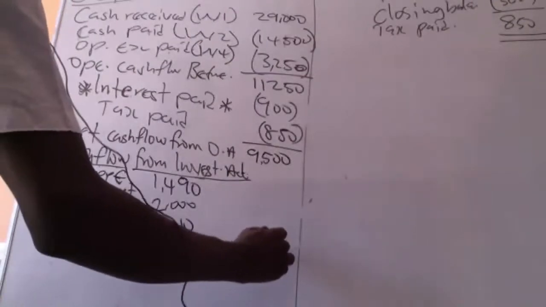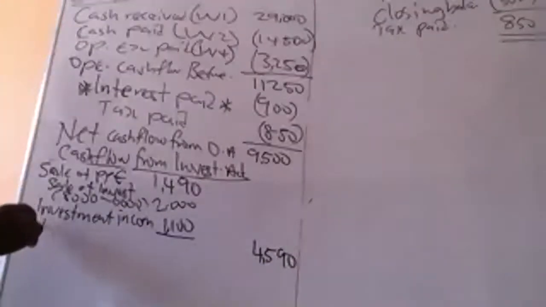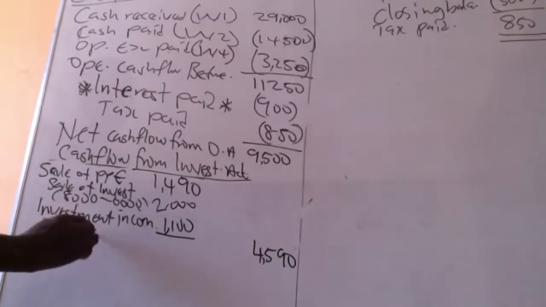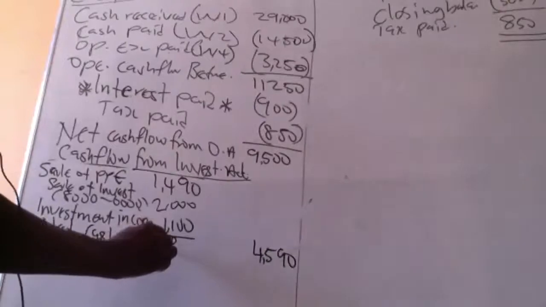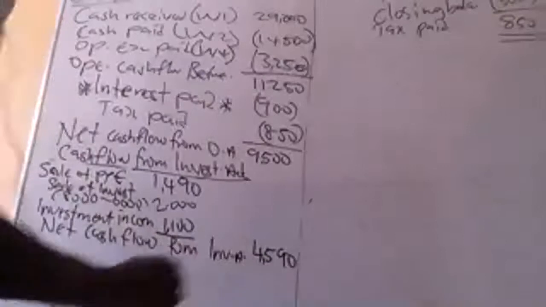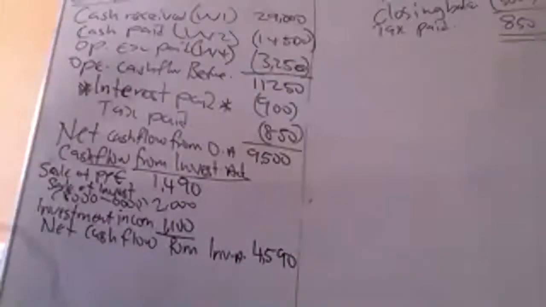So 4,590. And the name will be net cash flow from where? From investing activity. No shortcut in exams. Then we are done. I'll continue the financing from the other side of the board.